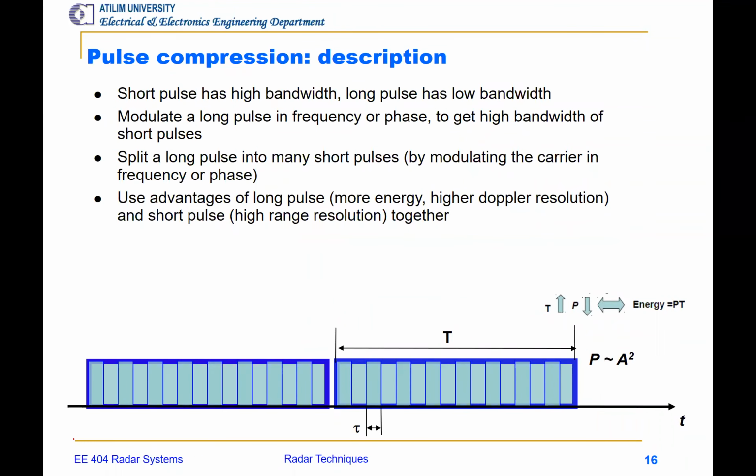Here's an illustration showing how we implement pulse compression. We have a long pulse, a typical pulse, let's say on the order of milliseconds, and we divide this pulse into subpulses whose duration is much smaller than the long pulse. Let's say we transmit 1,000 subpulses in a long pulse of duration T.